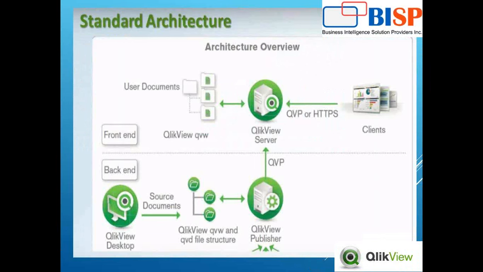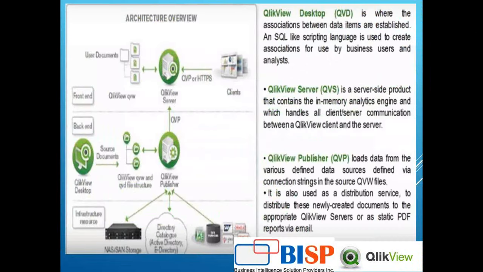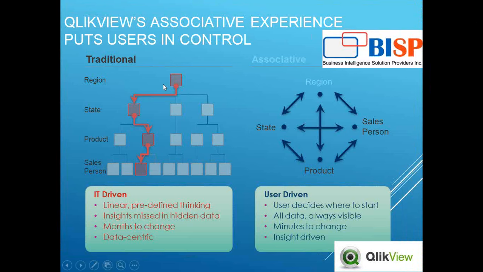We'll discuss all these things in the upcoming sessions. So you can see the traditional BI, as I said, if I want to see which product is sold by which salesperson, I want to select this region, then state, then product, then salesperson. Whereas in the associative model, you can directly select a region or state, and you can see the product based on that. So this is how the associative model works.